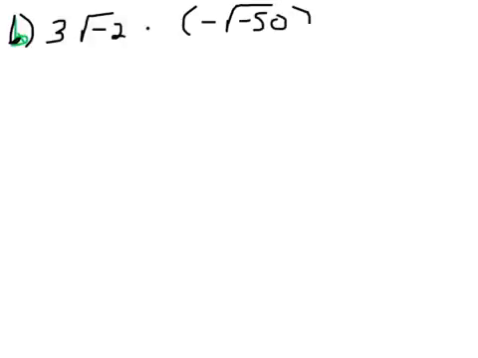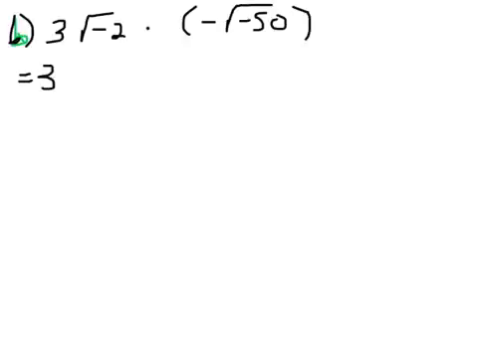The B part, I don't know why I'm writing in green. Get to the B part of 39. It's 3 square roots of negative 2 times negative square root of negative 50. Okay, again, we got to be really careful here because we're multiplying. We got lots of negatives, but we got to be careful not to overdo it with the negatives and to take a piece at a time.